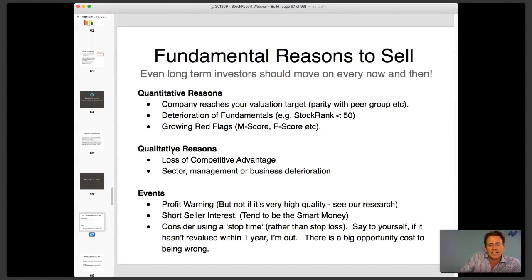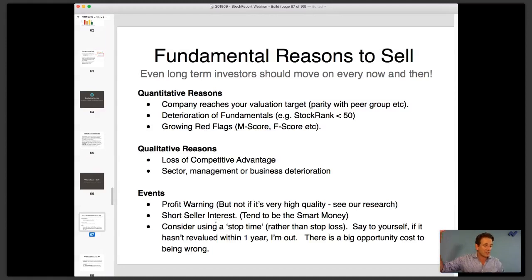Qualitative reasons: loss of competitive advantage, sector, management or business deterioration. I always think a significant deterioration in things like return on capital or margins can be a reason to sell. Profit warning: if you haven't read our profit warning research, do read it. I will sell any profit warning unless it's a super high quality company. So go and dig out our profit warning research. It will change your behavior.